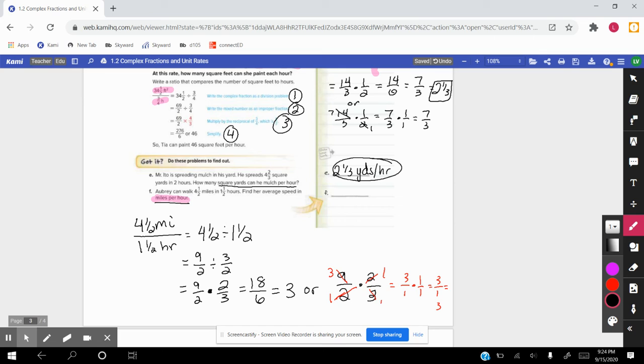So that means her average speed in miles per hour is that she can walk 3 miles per hour. Okay, let's continue.